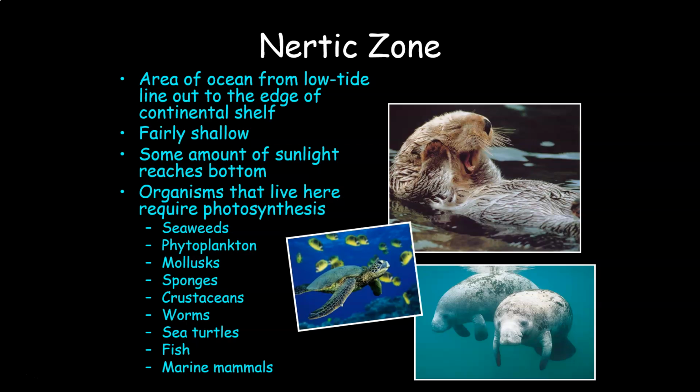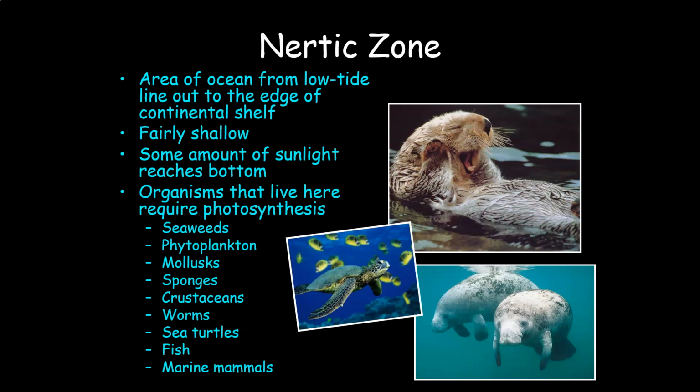Okay, so let's move out a little further and talk about the neritic zone. So this is the area of the ocean from that low tide line, so we're past the intertidal zone, all the way out to the edge of the continental shelf. Relatively speaking, in terms of the whole ocean, this is relatively shallow. And so we typically see this all within our photic zone. So some amount of sunlight generally reaches the bottom of this neritic zone.